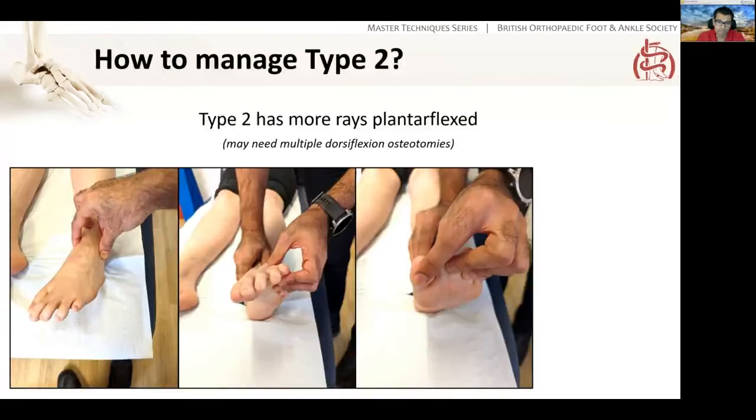But if they've got a type 2, and you can see here, this is an example of a type 2. And when you correct the foot at the talonavicular joint, you see all the toes are sloped. And you can see over here that multiple toes are sloped. Over here, they need multiple dorsiflexion osteotomies because if you bring the first up to the second, they're still too low. And if you bring the first up to the rest of the foot, the second is too low.